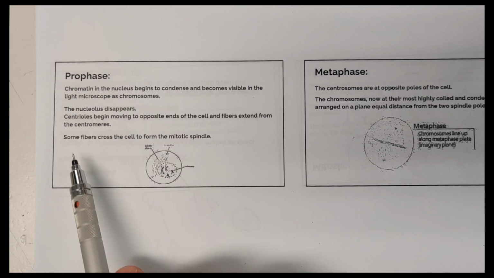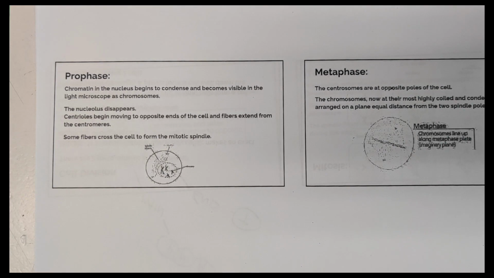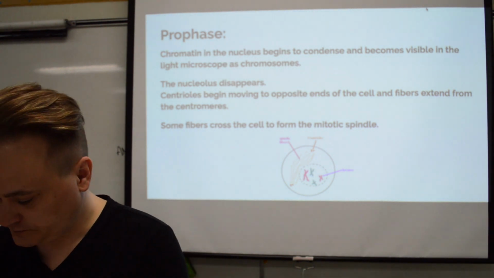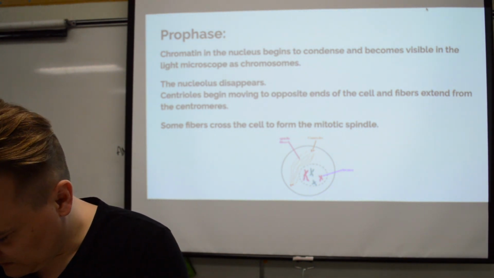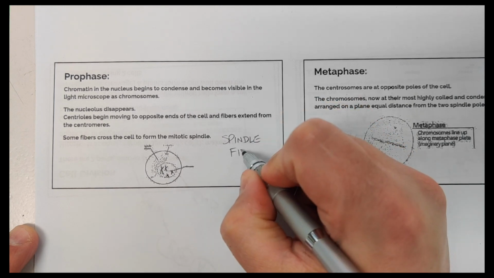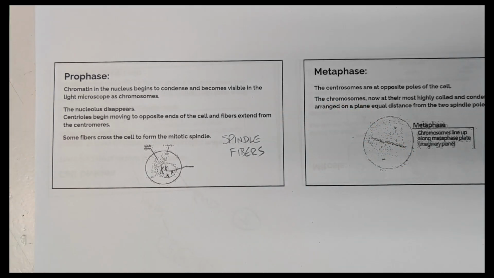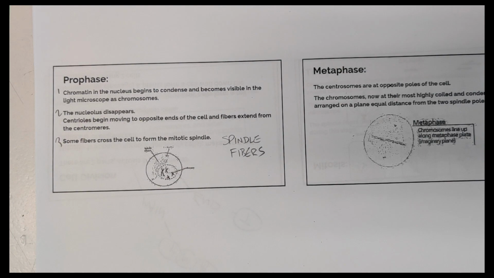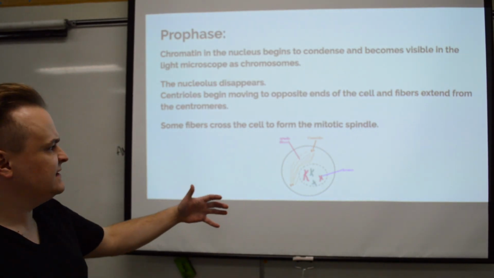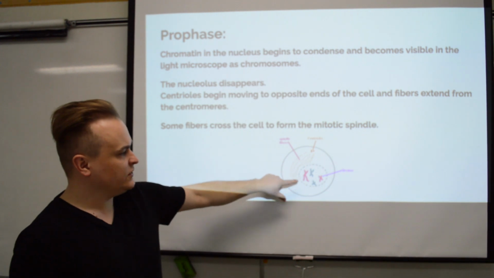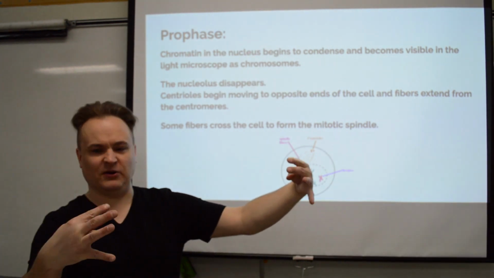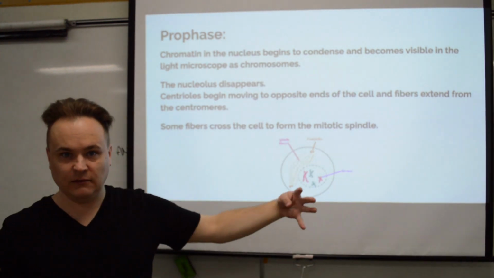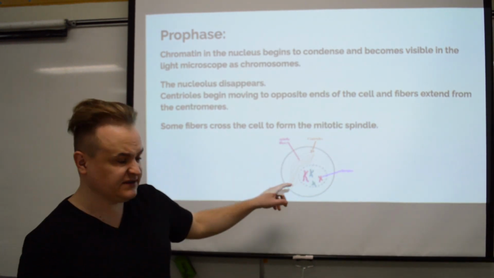Good thing. And some fibers cross the cell to form the mitotic spindle. Don't get too worried about this, okay? But you can write spindle fibers right there. So there's 1, 2, 3 things that happen in prophase. So what are spindle fibers? See these little veins here? I like to think of spindle fibers as kind of like fingers that are going to go and grab the DNA. So they've come out of these centrioles. Don't worry about this.